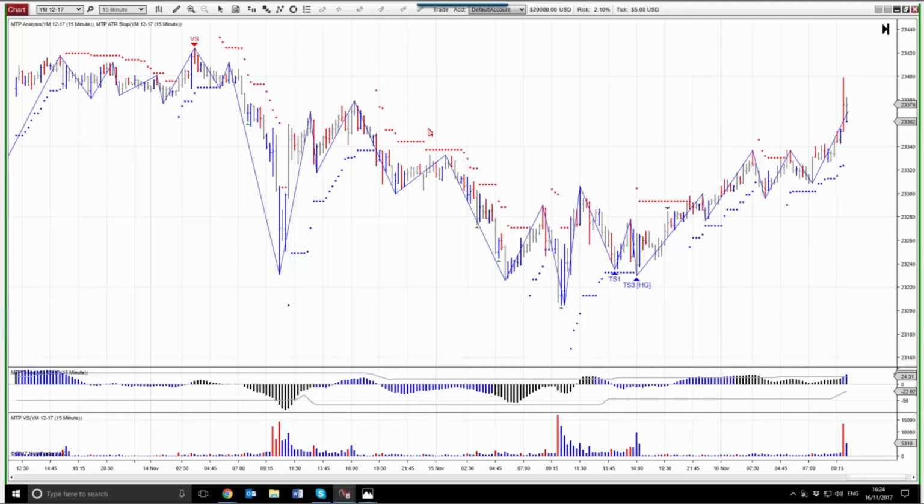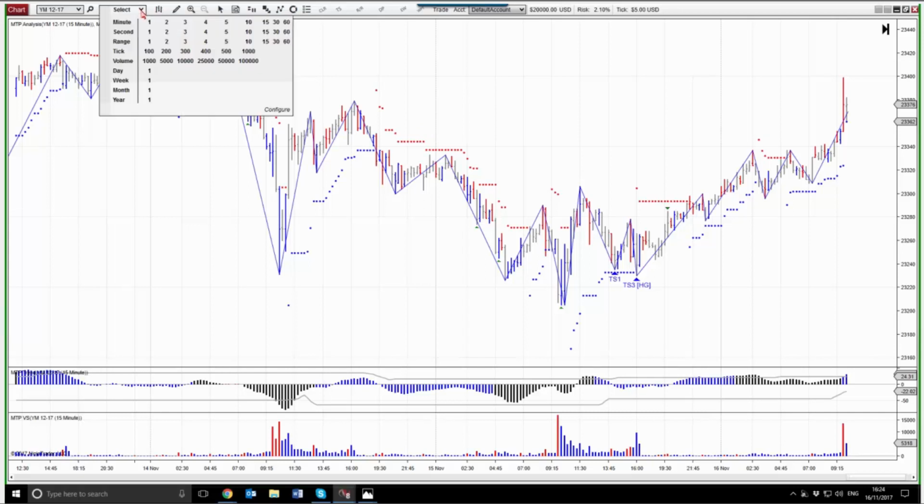Well, the way we developed was basically we looked at the higher time frame chart. So this is a 15-minute chart. For a higher time frame, we look to a time frame that's between 3 and 5 time frames higher, the next logical time frame up.